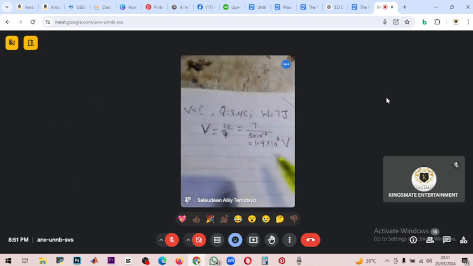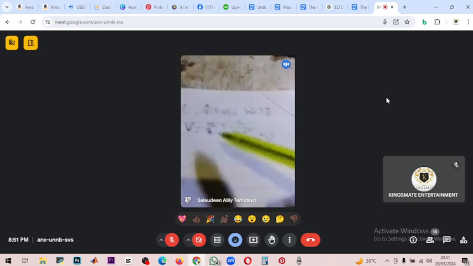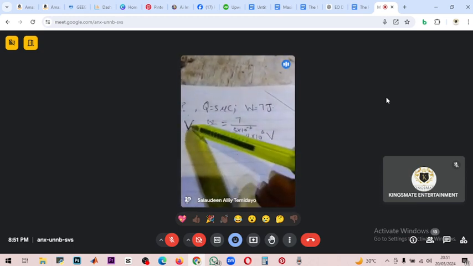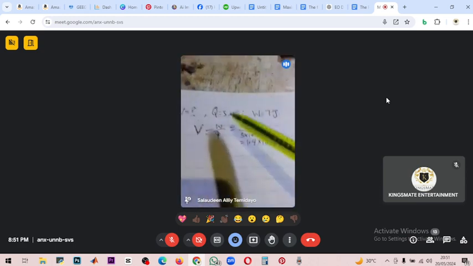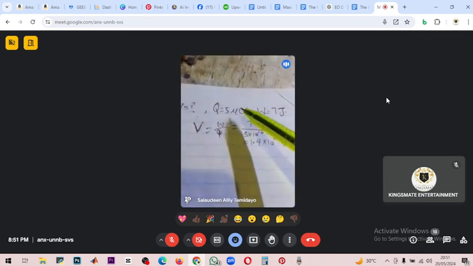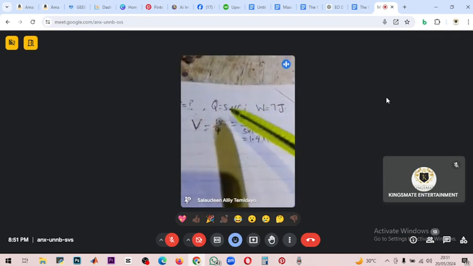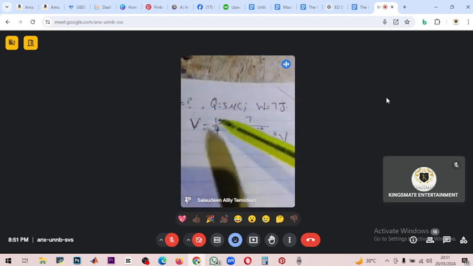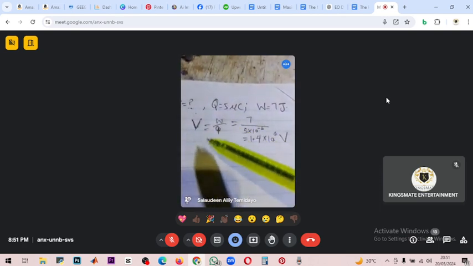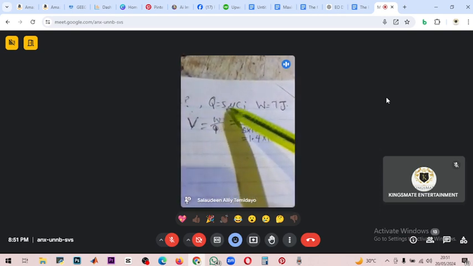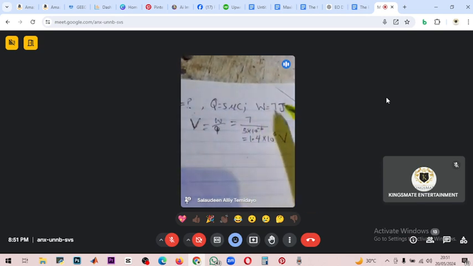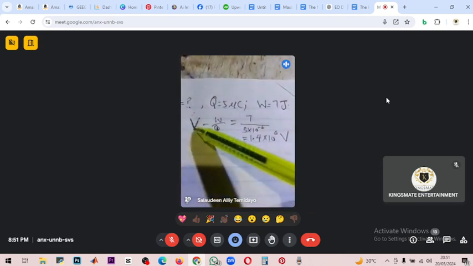Okay, again. We were asked to look for the electric potential. We are given the charge that is moving, and the charge is going to infinity. The charge is 5 microcoulombs, and the work done is 7 joules. So what is the electric potential?